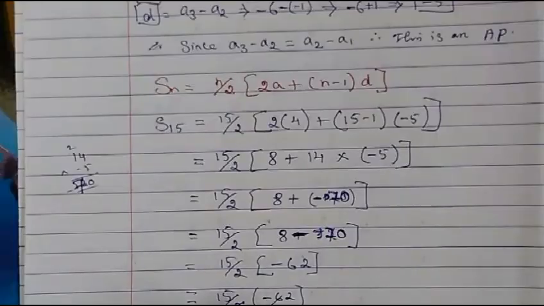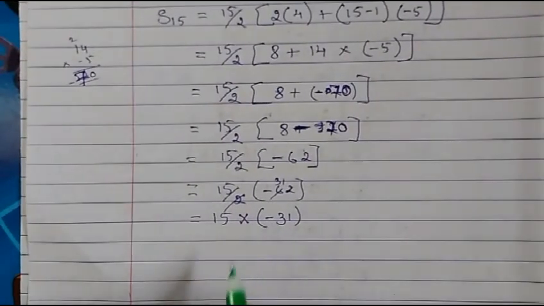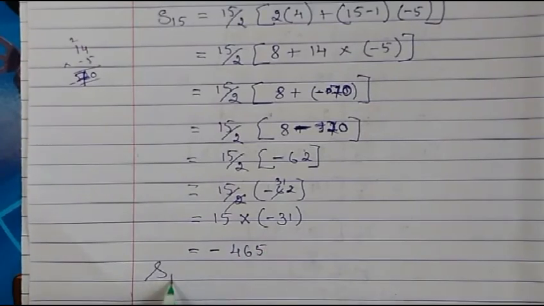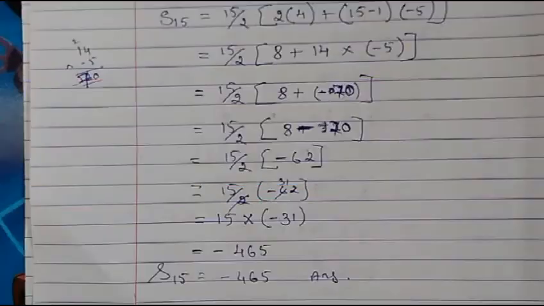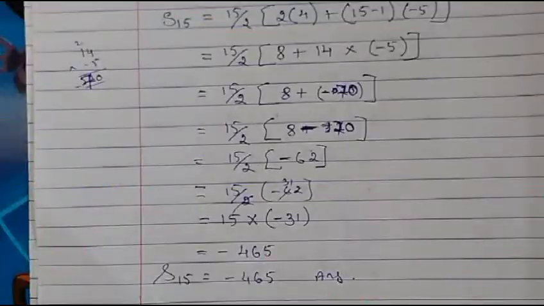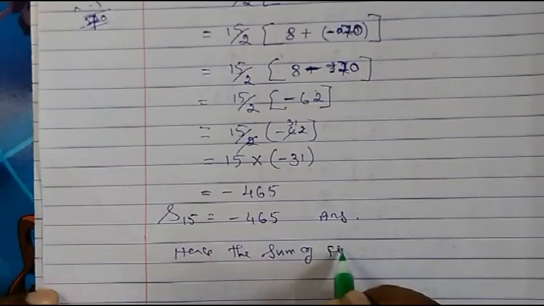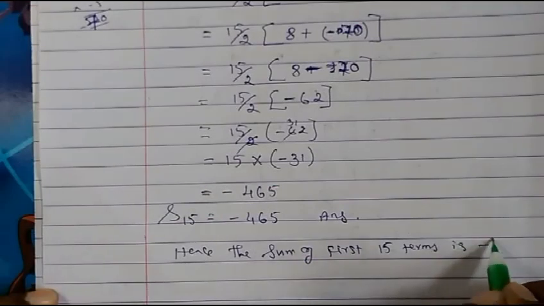If you cancel, 2 into 31 is 62, so you will get 15 into minus 31. If we multiply this, we will get minus 465. So the sum of 15 terms is minus 465. That's our answer, you can write it down. Hence the sum of the first 15 terms is minus 465.